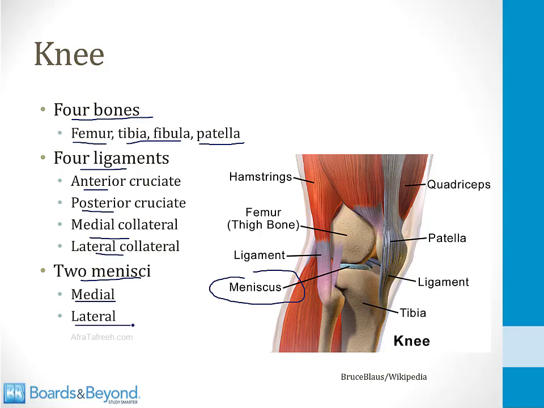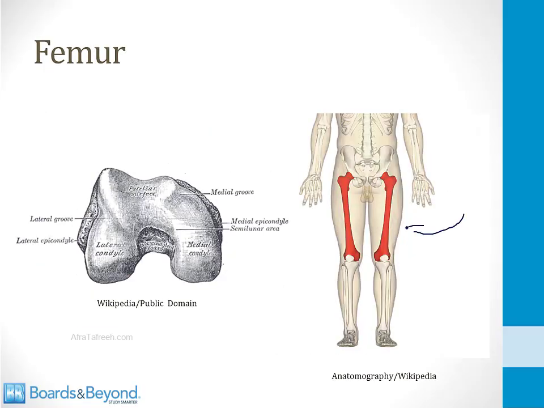So in the next few slides, we'll go through all of these structures and talk about exactly what they do in the knee joint, and then we'll finish the video by talking about the problems that occur when one of these structures breaks down. The femur, as I said before, is the upper leg bone shown in red in the drawing on the right side of the screen.